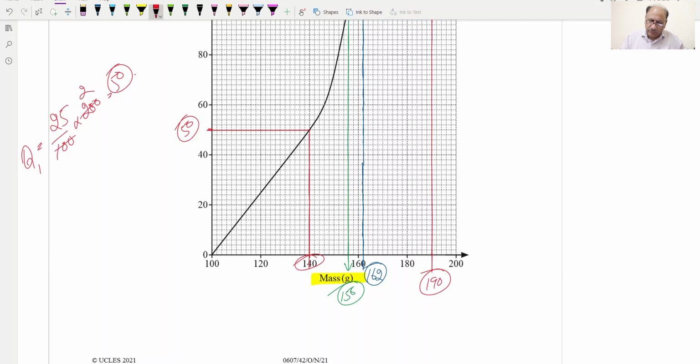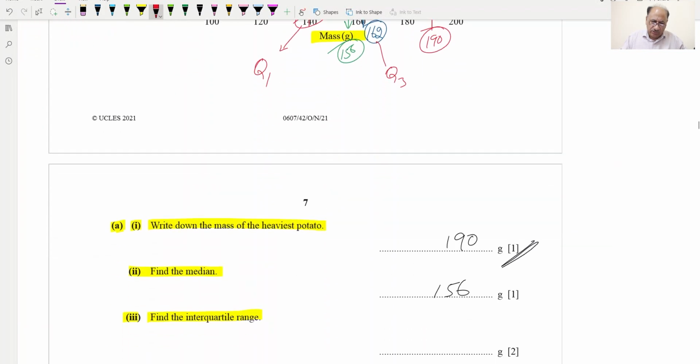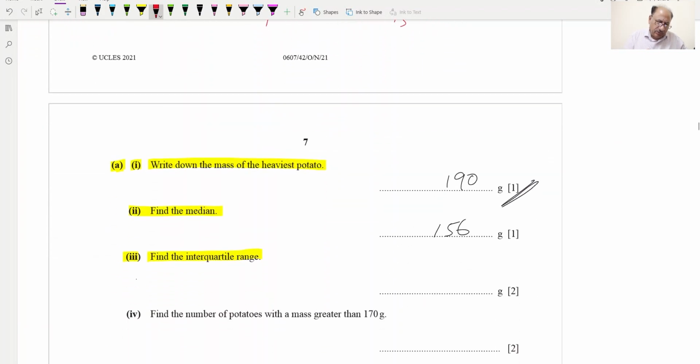So we'll take the upper quartile, which is Q3. Q3 is 162, this one is Q3, and this one is Q1. So 162 minus 140. So we can write Q3 minus Q1, which is equal to 162 minus 140, which is equal to 22. So our answer will be 22 grams, and this was a 2-mark question.